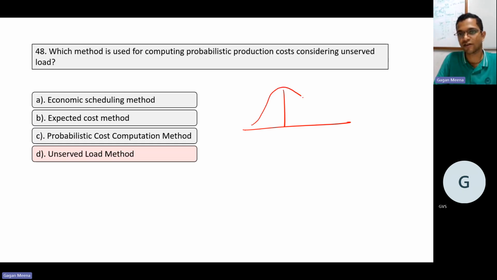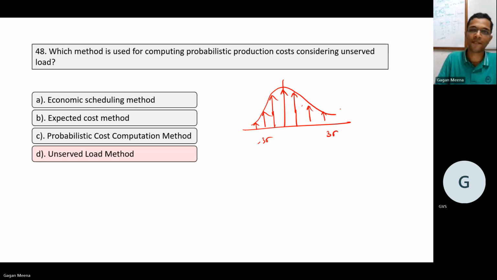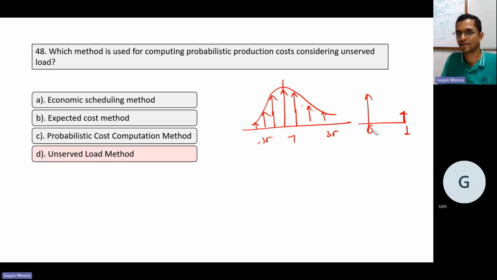So if this is the Gaussian load, then we discretize it. We take -3 sigma to +3 sigma, and we get this 7-point demand curve. For a generator, the simplest model is two-state. Either it is outage or it is not. Outage is 0, that means it is operating at full capacity. Outage is 1, that means it is operating at 0, no output. These two we convolve.